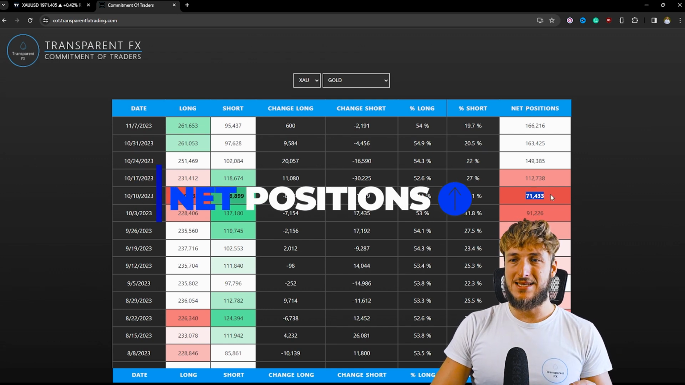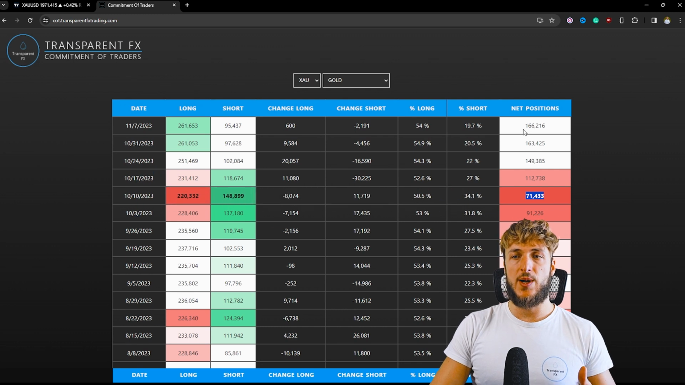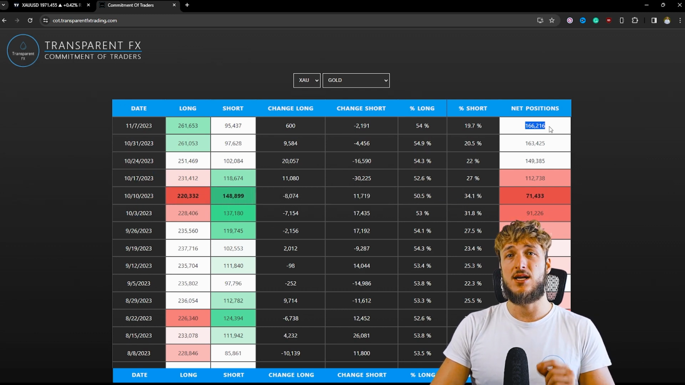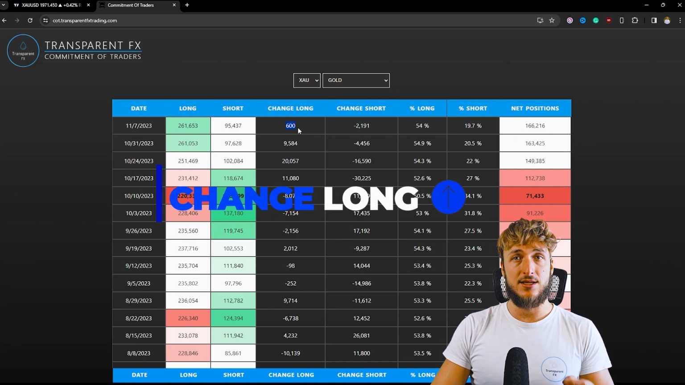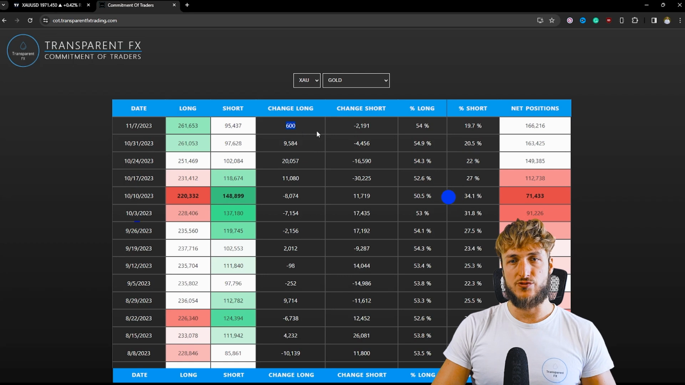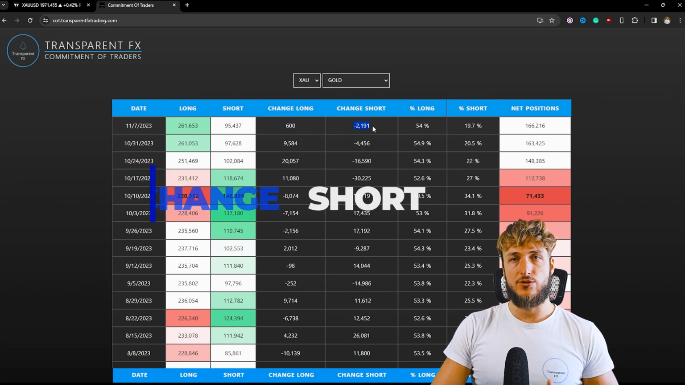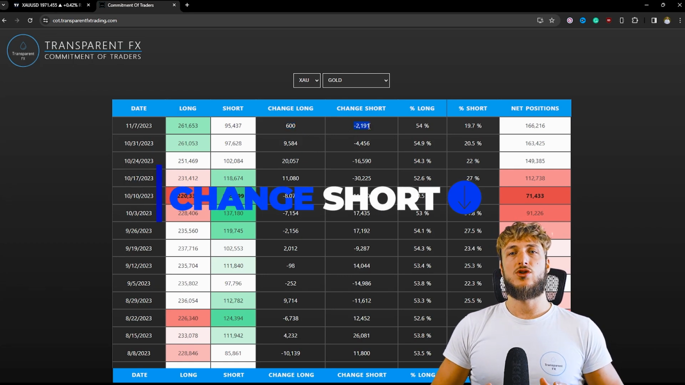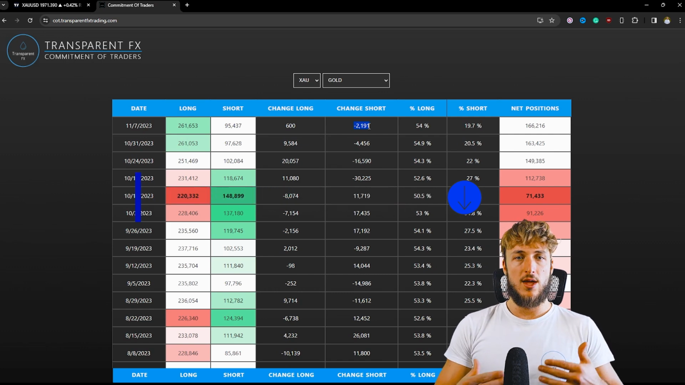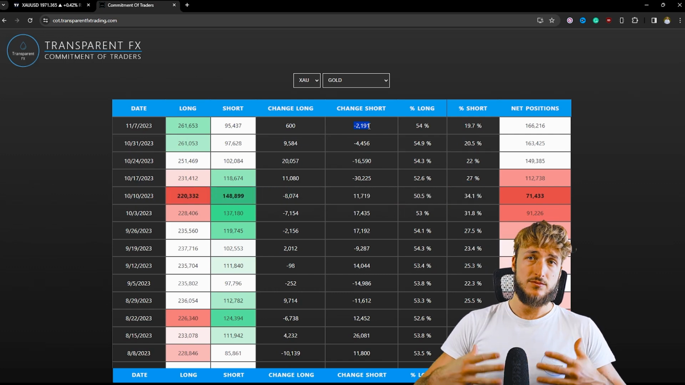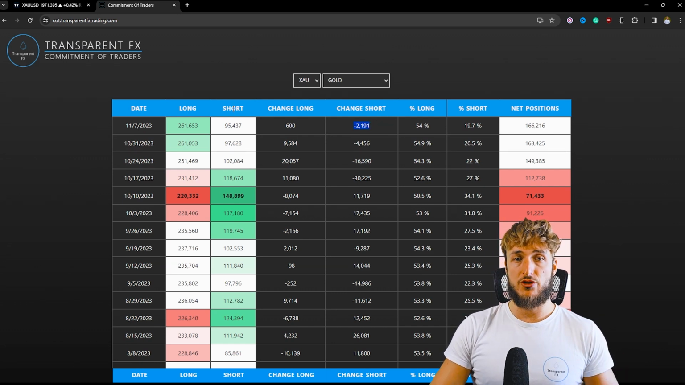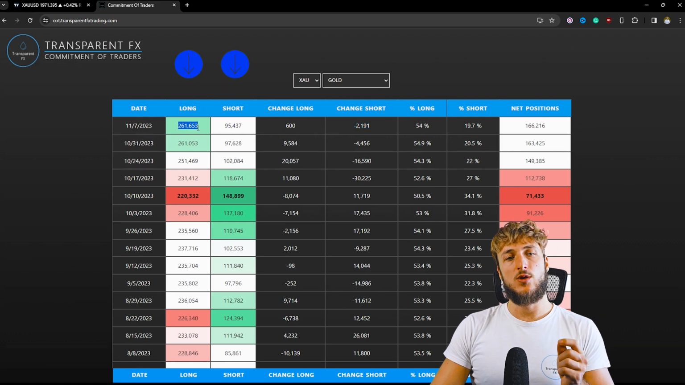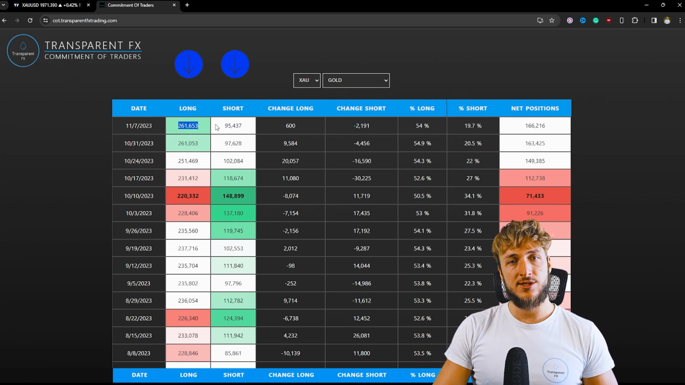We went from having 71.4k net positions all the way up to having 166.2k net positions, with an extra 600 longs added on the institutional side of the market with the last report and 2,100 shorts getting closed. So institutions are consistently moving to the bullish side of gold, adding longs and closing shorts, which obviously makes gold stronger. In fact, at the moment, we are sitting with 261k longs compared to only 95k shorts.